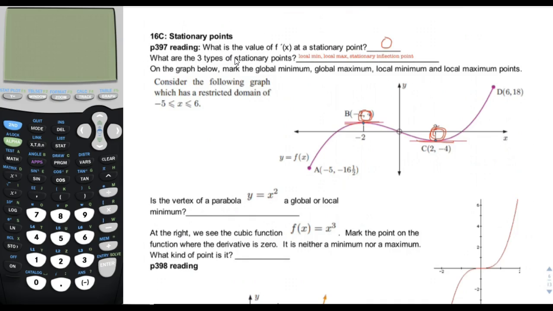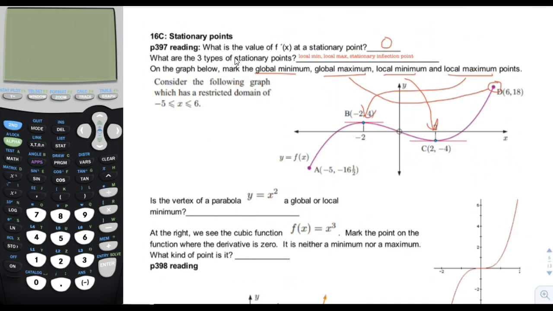So on the graph below, mark the following points: global minimum, global maximum, local minimum, local maximum points. Now, I'm going to mark the local minimum would be this point here. The local maximum would be that point here. And the global maximum, now the global maximum does not necessarily have to have a gradient of 0. So here's the global maximum.